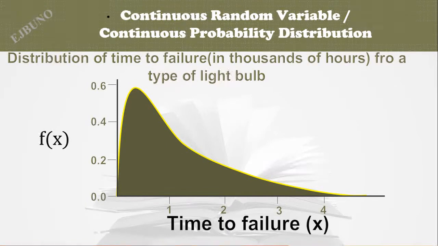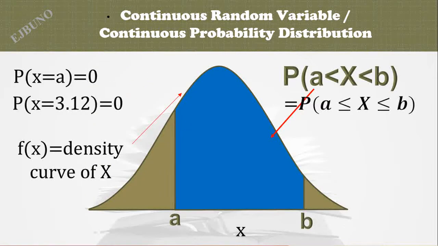Values the random variable can take on are given here on the axis and the probability density function f of x. F of x is a function giving the height of the curve at those values of x. F of x represents the height of the curve at point x. An important notion is that for continuous random variables, probabilities are areas under the curve.